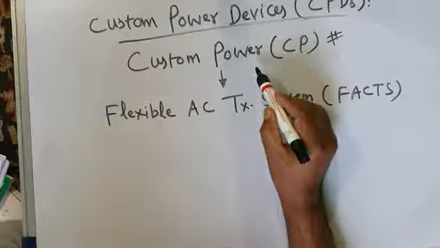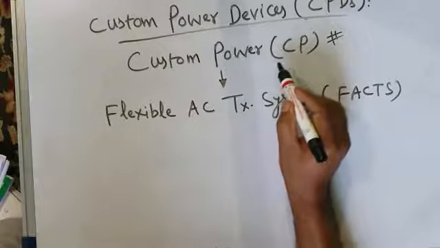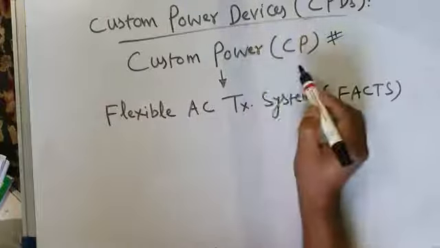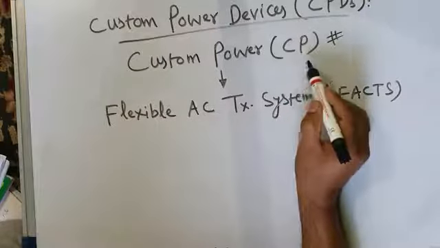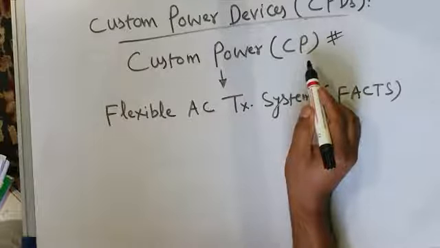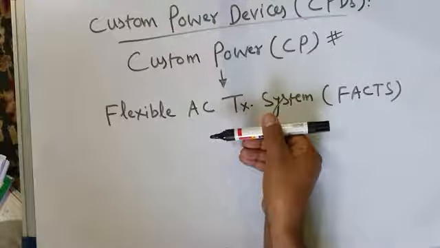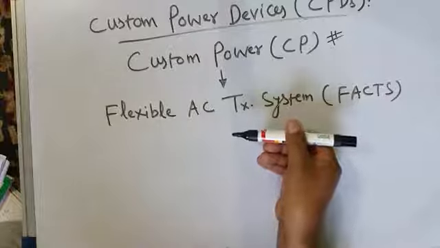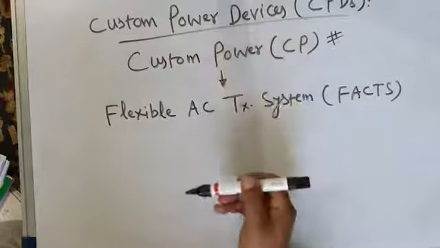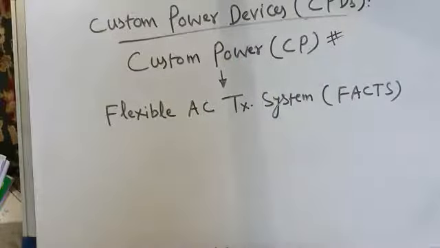Similarly, these custom power devices use power electronic devices. They also use shunt controllers, series controllers, or a combination of shunt and series controllers, which are based on power electronic devices, and they improve the performance of the distribution system. They improve the reliability and quality of power supply which is being delivered to the consumers or customers in the distribution system. So these two terms are synonymous to each other. The only difference is that FACTS is used on the transmission side to improve the reliability and quality of the transmission network, and custom power is used on the distribution side to improve the reliability and quality of power supply to the customers.